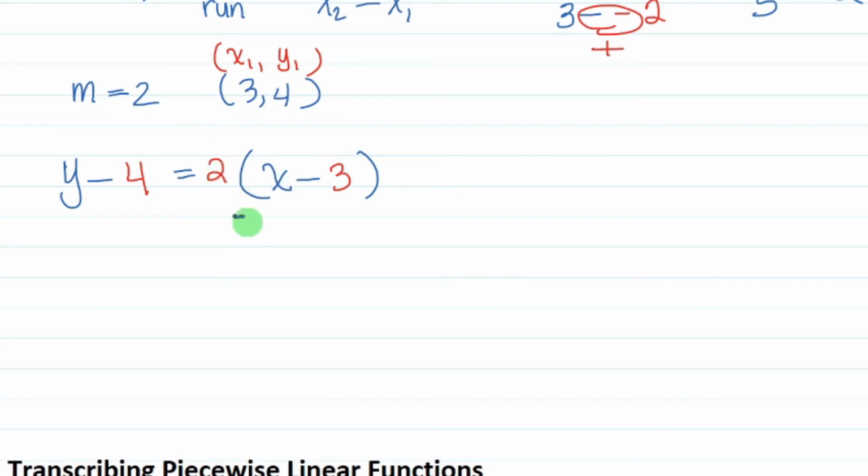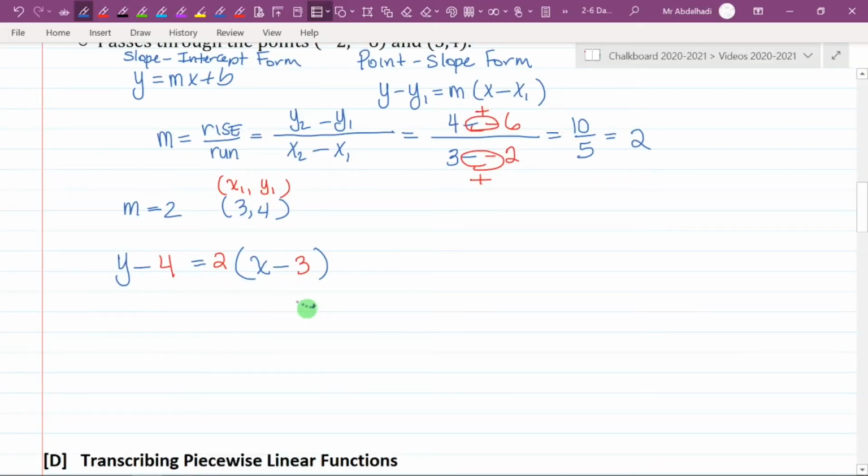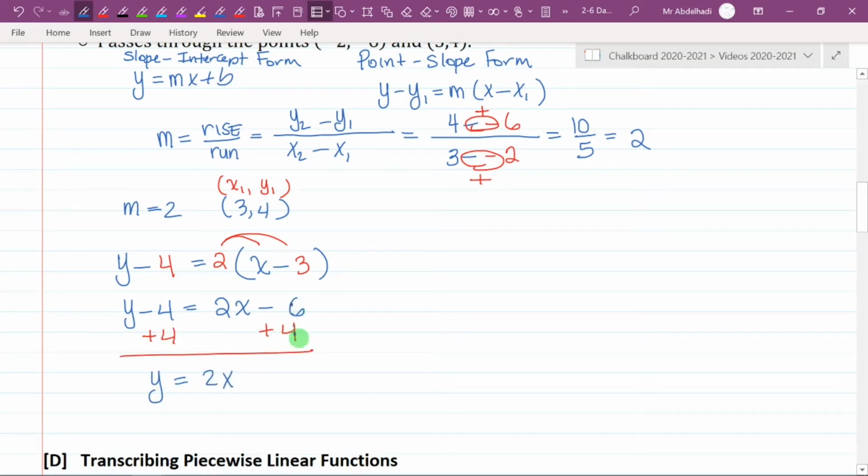So let's keep going. How do you get this by itself? Remember, you have to get rid of the 4 here, and you have to distribute the 2. I'm going to distribute the 2 first this time, only to show you it doesn't matter which one you do first. This becomes 2x minus 6, right? And then we're going to add 4 to both sides to get rid of this negative 4. And this becomes y equals 2x minus 2, because negative 6 plus 4 is negative 2. And there's your answer right there.